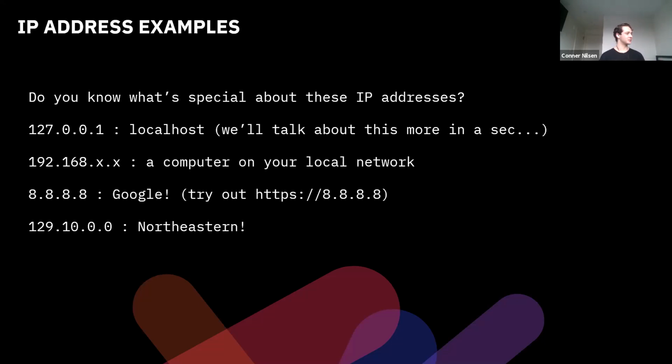8.8.8.8 is actually an interesting one. That's Google. So if you type in https://8.8.8.8, it'll take you to Google's DNS. So remember that DNS that we were talking about a second ago? That's Google's version of that. And the last one is Northeastern's. Northeastern actually owns this 129.10 and then everything else behind that. So Northeastern's actually got like a couple 100,000 IP addresses, which is really interesting. And if you end up taking the networks course here, you'll learn more about that, and it's really cool.